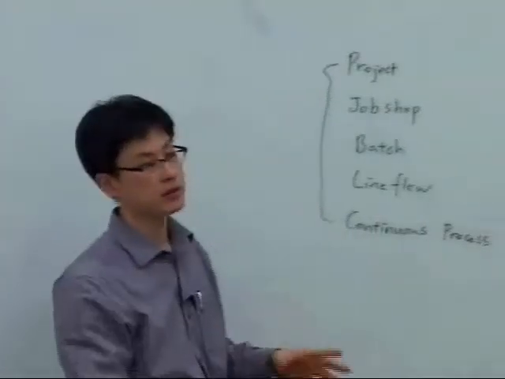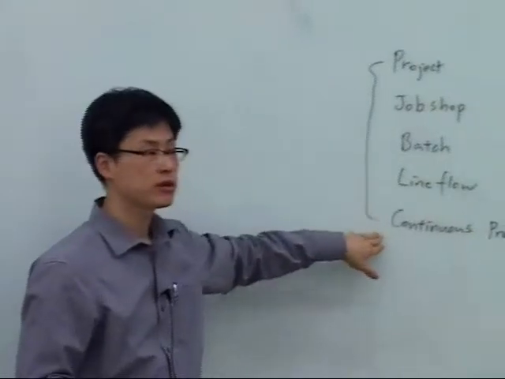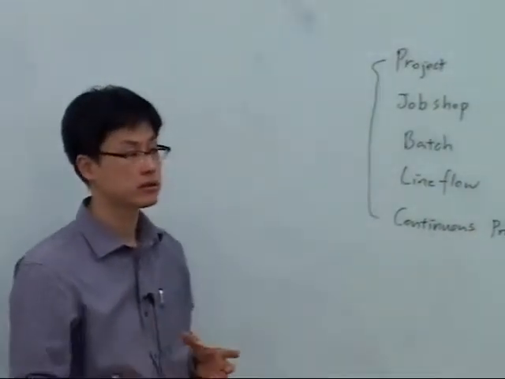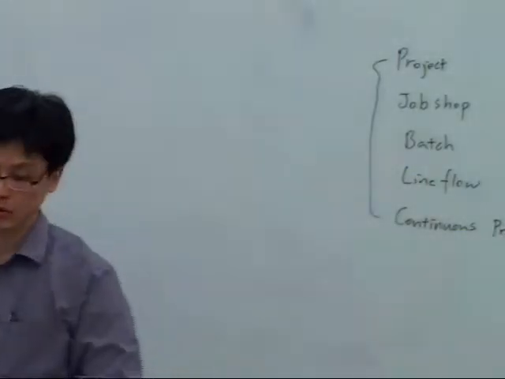How about the supplier, material flow, and the like? If you go down here, it's more certain. But if you go up, uncertainty increases. How about the planning and control?